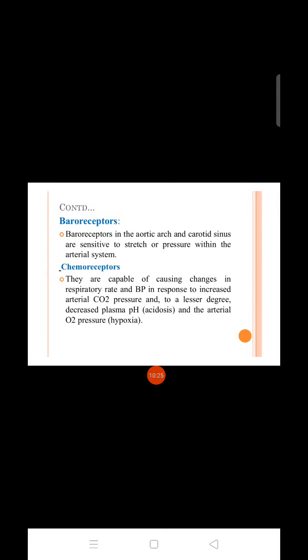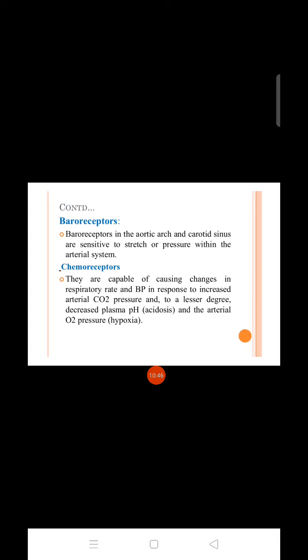In this, there are baroreceptors. Baroreceptors are in the aortic arch and the carotid sinuses. Baroreceptors in the aortic arch and carotid sinuses are sensitive to stretch or pressure within the arterial system.